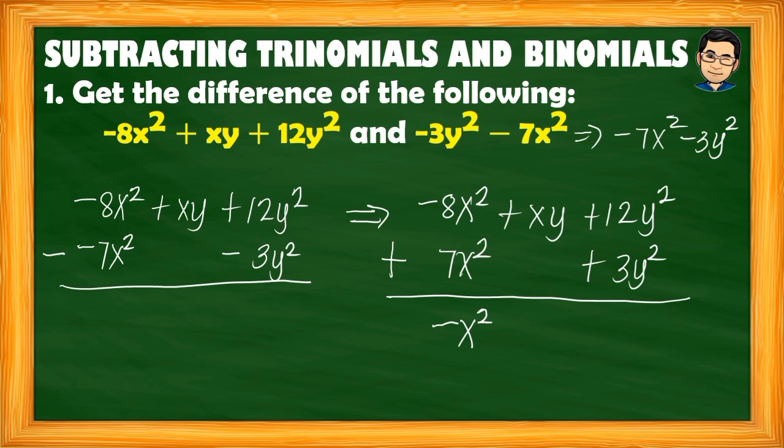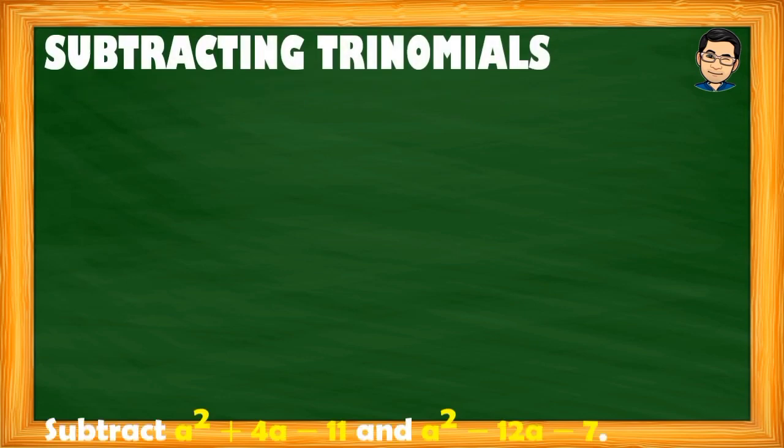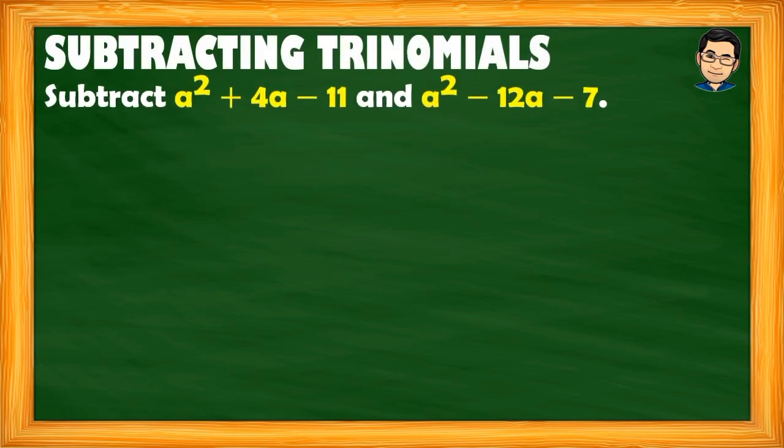Then, xy, so wala naman pong i-add sa kanya, so we bring down. And then, we add 12y squared plus 3y squared, that is 15y squared. So, that is the process of changing the sign of subtrahend. Okay, so our final answer will be negative x squared plus xy plus 15y squared. Next, subtracting trinomials. Subtract a squared plus 4a minus 11 and a squared minus 12a minus 7.